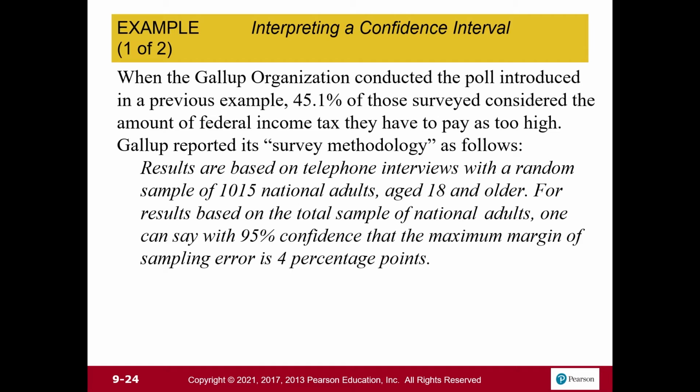All right, so let's look at this example on interpreting the confidence interval. When the Gallup organization conducted the poll introduced in the previous examples, 45.1% of those surveyed considered the amount of federal income tax they have to pay too high. Gallup reported its survey methodology as follows. Results are based on telephone interviews with a random sample of 1,015 national adults aged 18 and older. For results based on the total sample of national adults, one can say with 95% confidence that the maximum margin of sampling error is 4 percentage points.